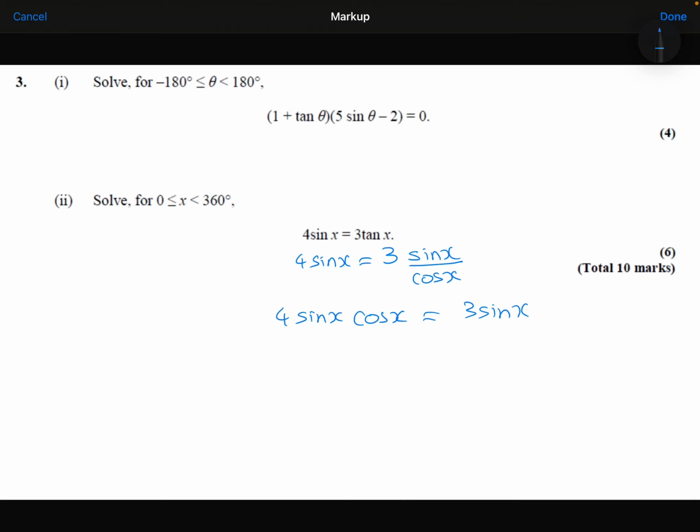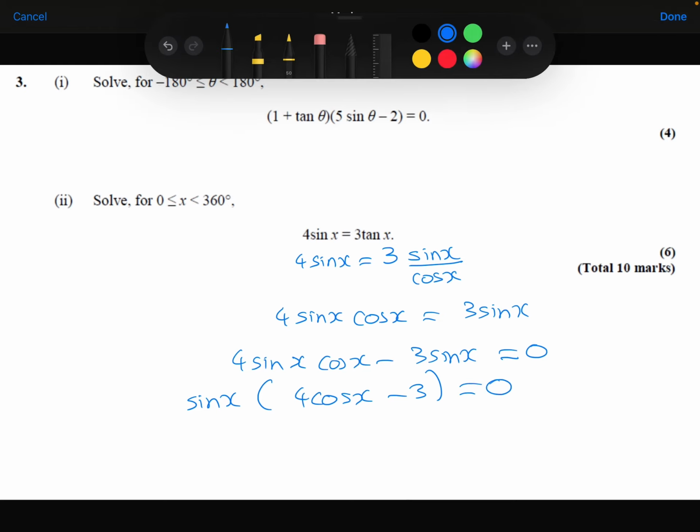I'm now going to make this equal to 0 because I can see that I've got a sin x appearing in both terms. So by making this equal to 0, this allows me to factorise the sin x outside. And now I can say that either sin x = 0 or 4 cos x − 3 = 0.